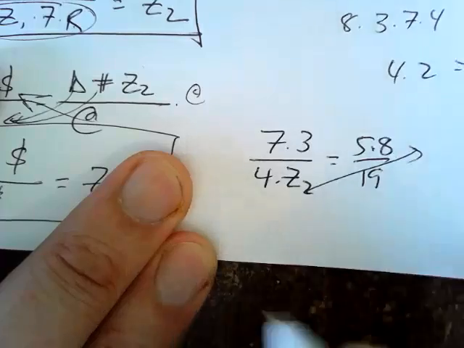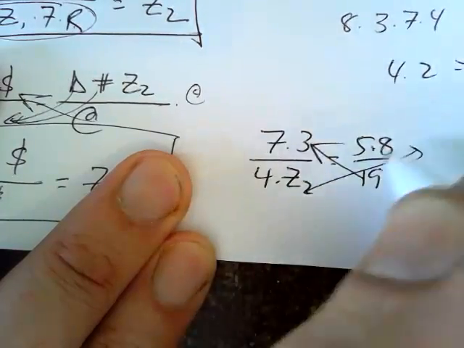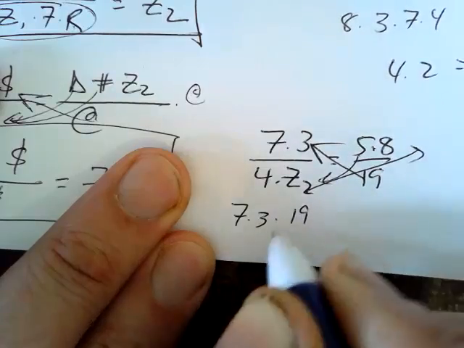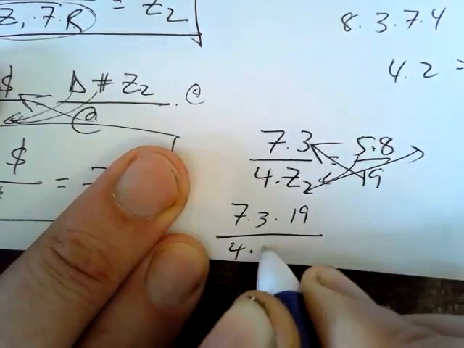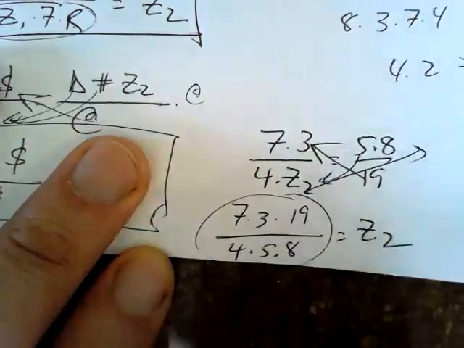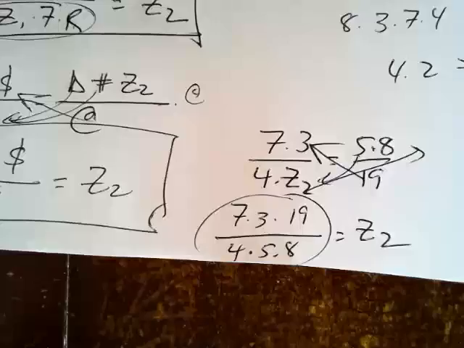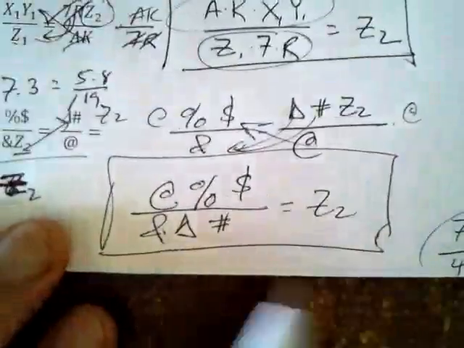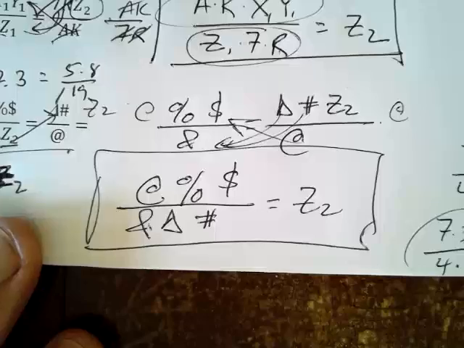So here we would just multiply by Z2. 19 comes across, 5 times 8 comes down, so we'd end up with 7 times 3 times 19 over 4 times 5 times 8 is equal to Z2, and then you could calculate that value, take out a calculator and get the value for Z2. So whatever you would do numerically, we do symbolically. Okay.